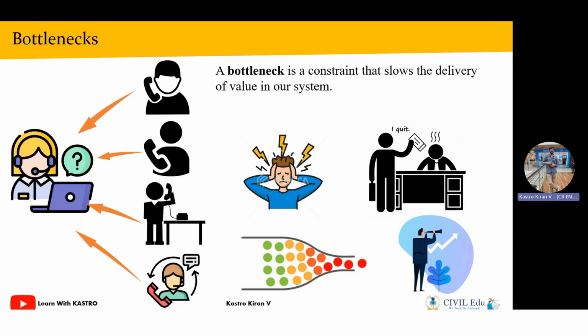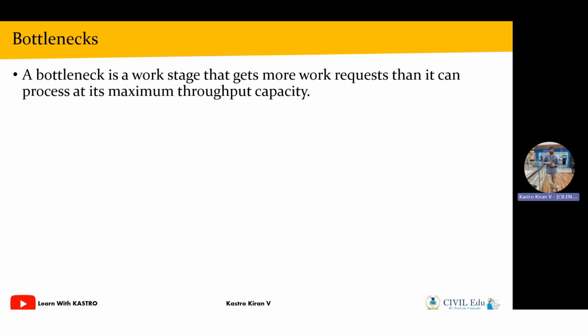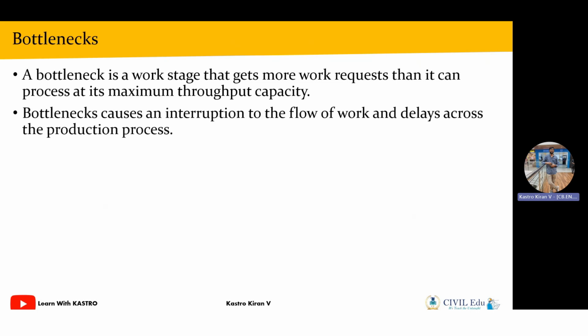Once you identify the bottleneck, you need to prioritize which problem has to be resolved on an immediate basis. A bottleneck is basically a work stage that gets more requests than it can process. Let's say you are getting 100 requests to solve an error. You cannot work on all 100 requests, so you are going to limit the work you take on. Bottlenecks cause an interruption to the flow of work, and sometimes they also delay the production process. Now, how can we use bottlenecks in the Kanban model?